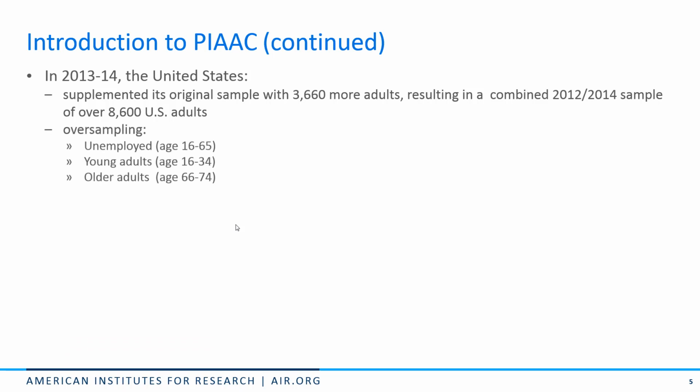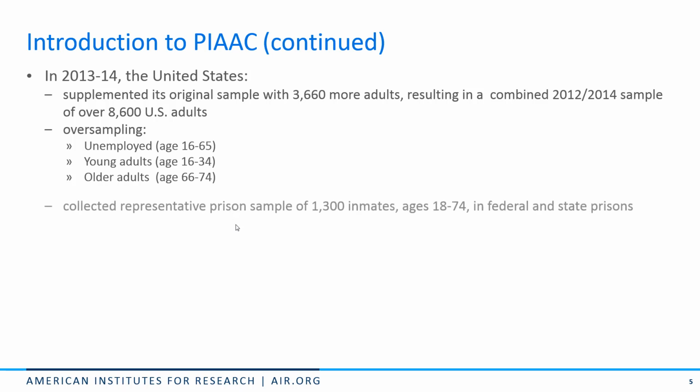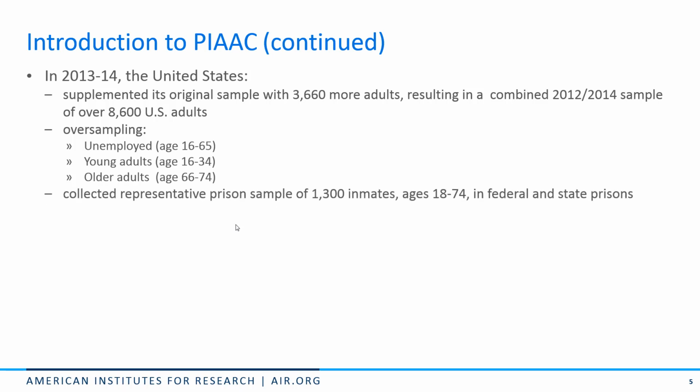In the second round, the United States oversampled unemployed adults ages 16 to 65, young adults ages 16 to 34, and extended the sample to older adults ages 66 to 74. The second round also included the U.S. PIAAC prison study, which administered the assessment to a sample of 1,300 inmates in federal and state prisons. Internationally, 9 additional countries joined the second round of PIAAC data collection in 2014.